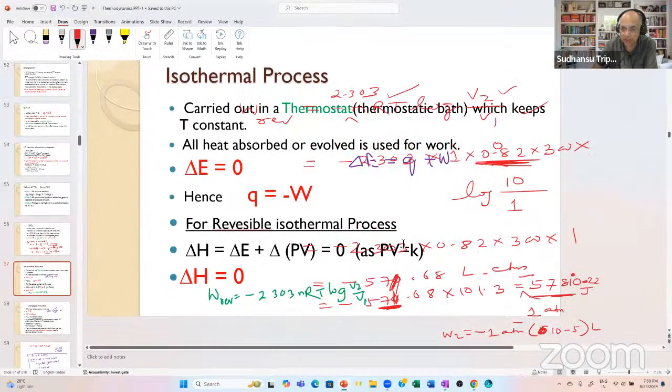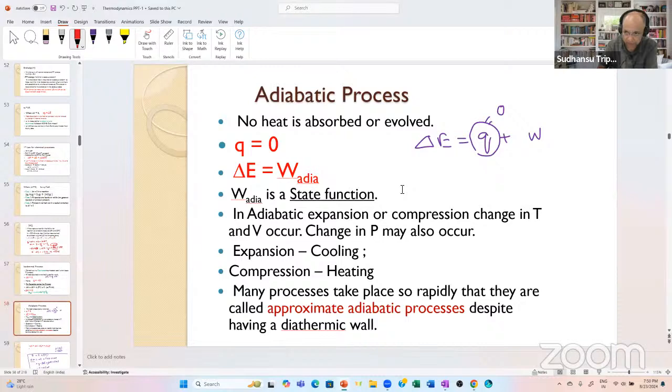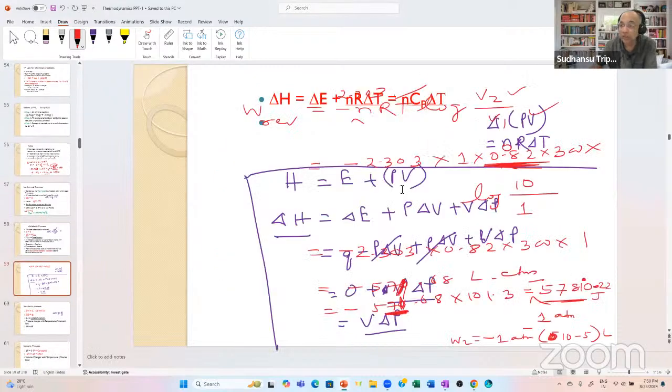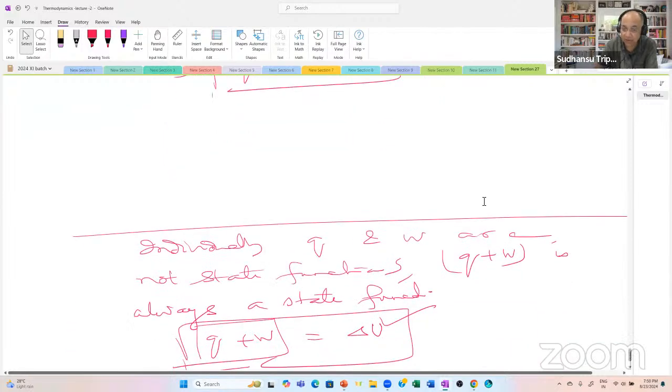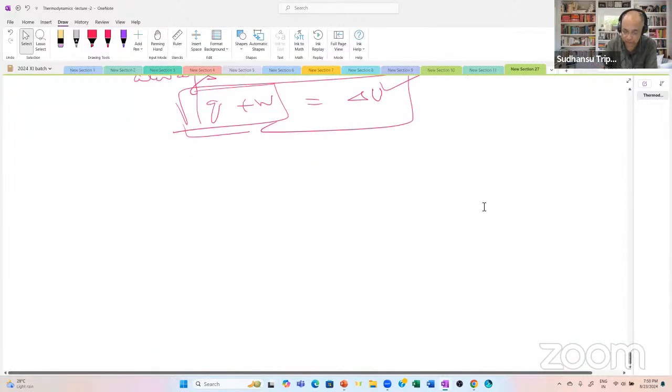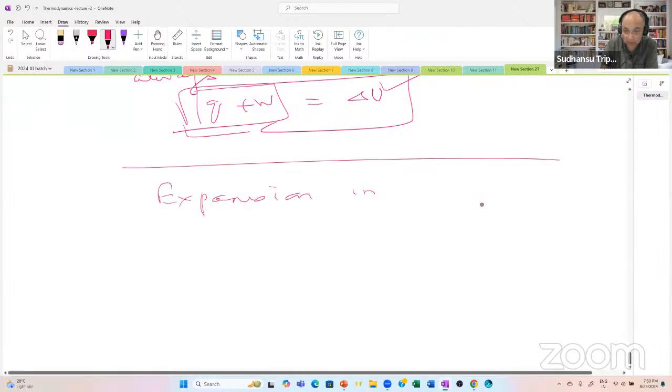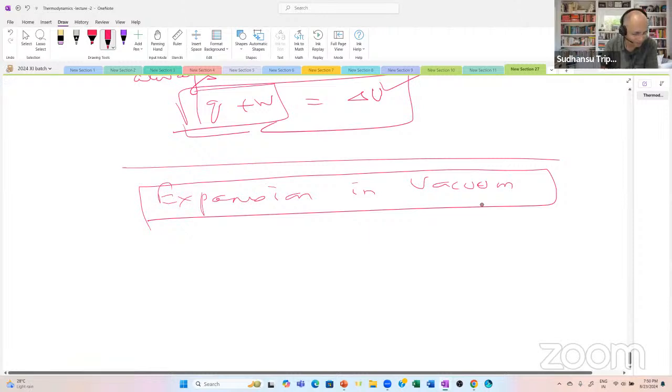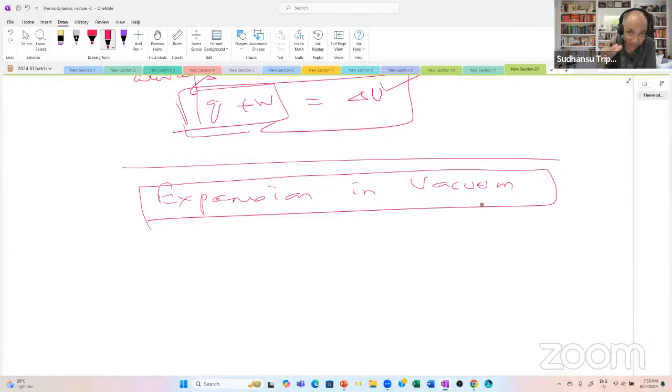Well, no, one thing is left out. That is expansion in vacuum. That is important because we will be carrying out a short discussion on the Joule-Thomson effect that we have done.